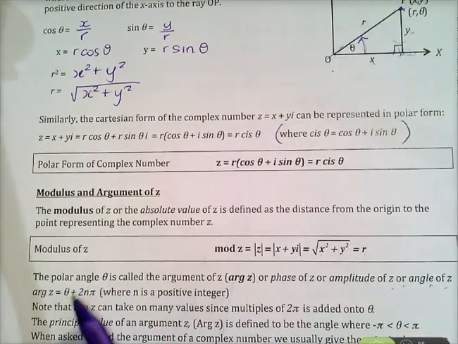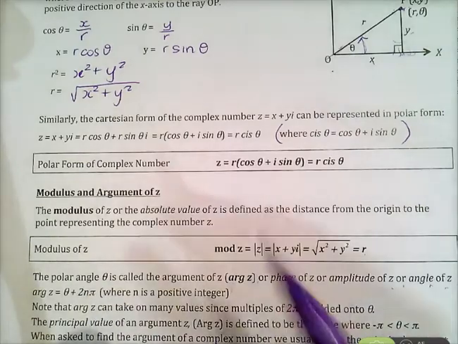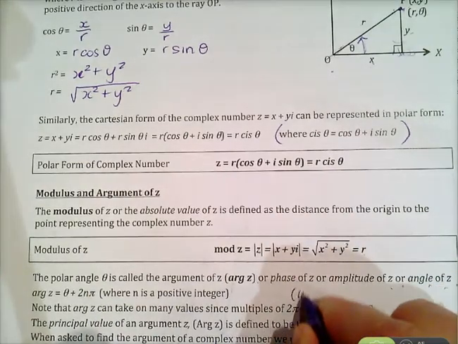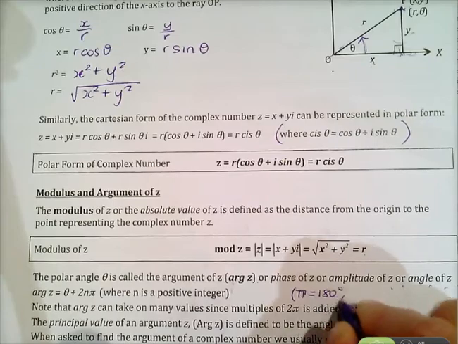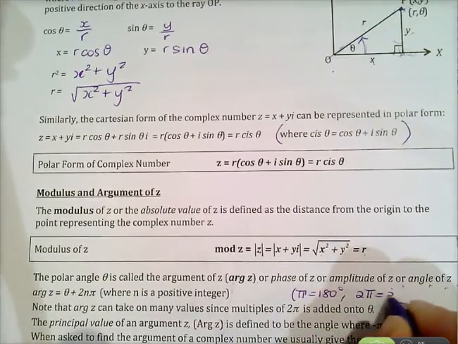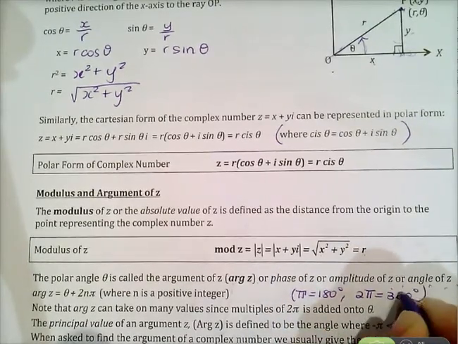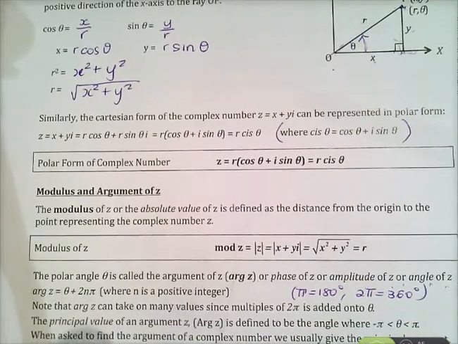If n is 2, you get theta plus 4 pi. Sorry, I'm not sure if you know yet, but pi is equal to 180 degrees. So therefore 2 pi is 360 degrees. Okay? So you just need to know that.